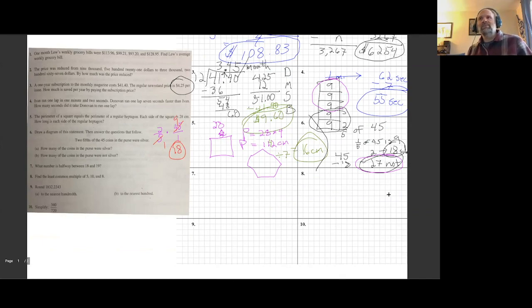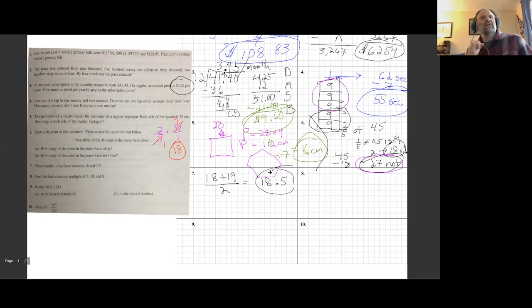Number 7, what number is halfway between 18 and 19? Well, you could probably figure this out in your head, but you can always find the average. Not necessarily the quick way right now, because you can figure out that it's 18.5, or 18 and a half, same thing. But if you add these together, you get 37 divided by 2. 37 divided by 2 is 18.5, okay?